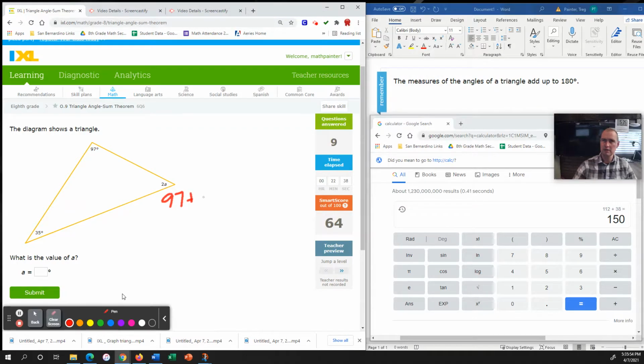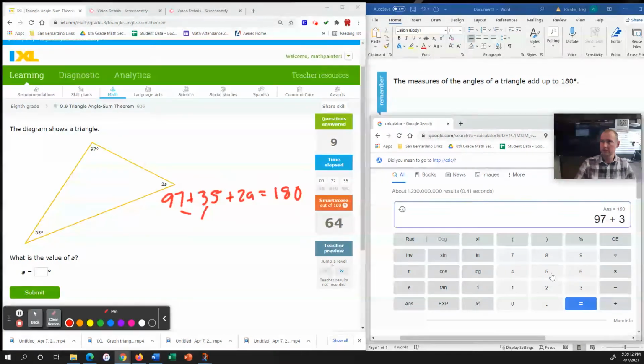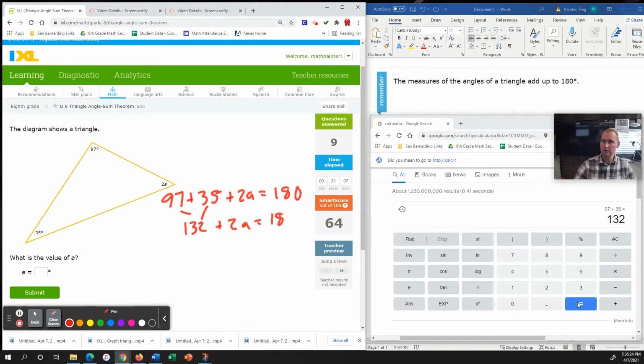So here we go, 97 plus 35 plus 2a equals 180 degrees. So 97 plus 35 can be combined. So we got 97 plus 35 equals 132. So 132 plus 2a equals 180 degrees. All right, let's get rid of 132. So we're going to subtract 132 from both sides. So minus 132, minus 132. 132 is eliminated.